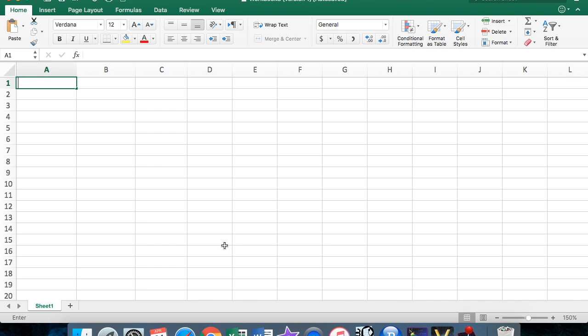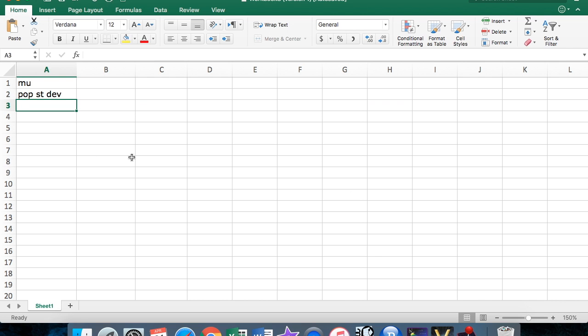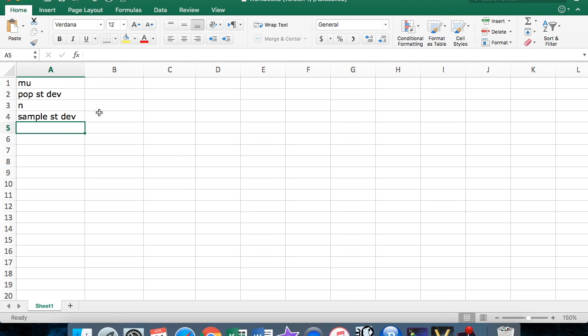We have our mu, which is our population mean. We have sigma, which is our population standard deviation. Then we have our n. Then we have to get our sample standard deviation, because we are having a sample here. So by the central limit theorem, we have to have this.